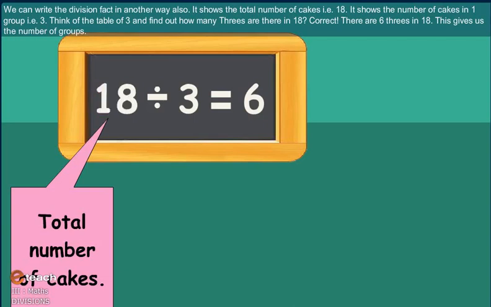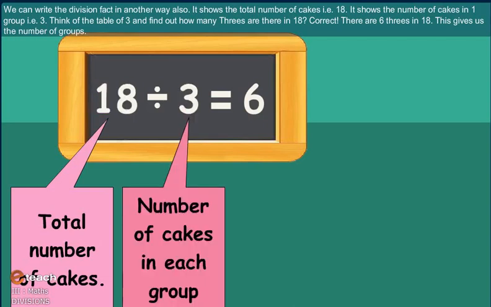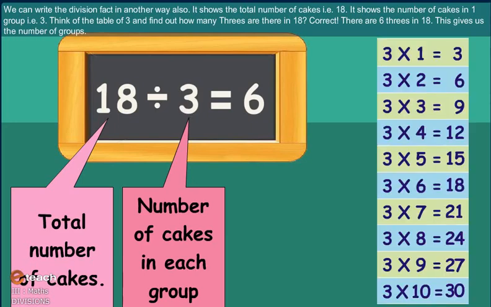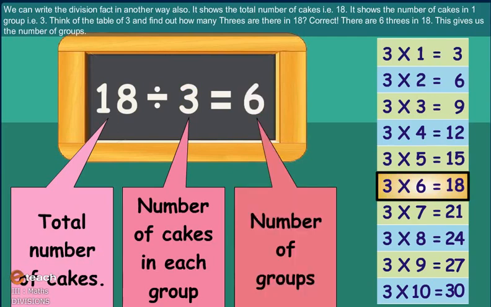It shows the total number of cakes. It shows the number of cakes in one group. Think of the table of 3 and find how many 3s are there in 18. Correct. This shows the number of groups.